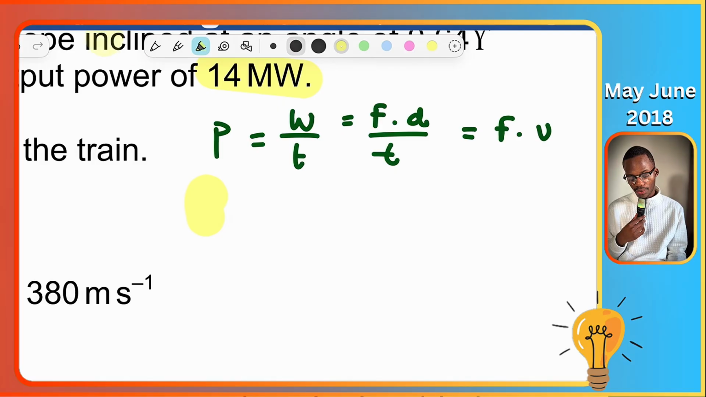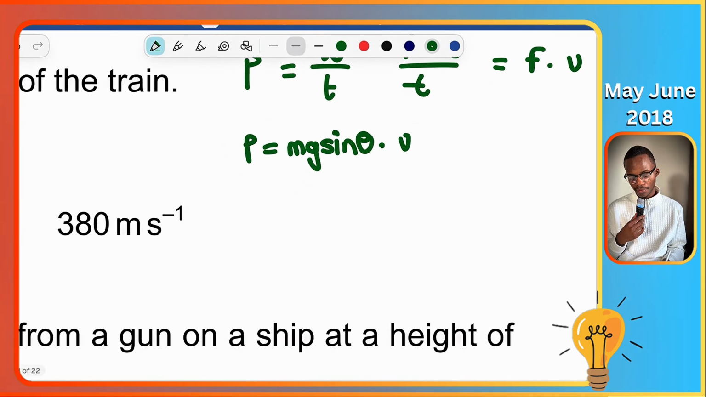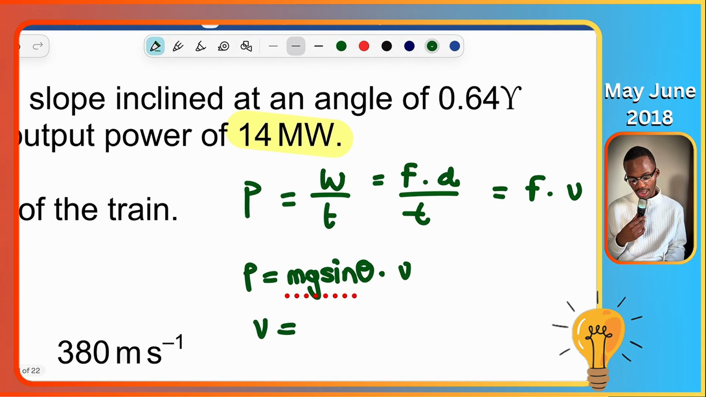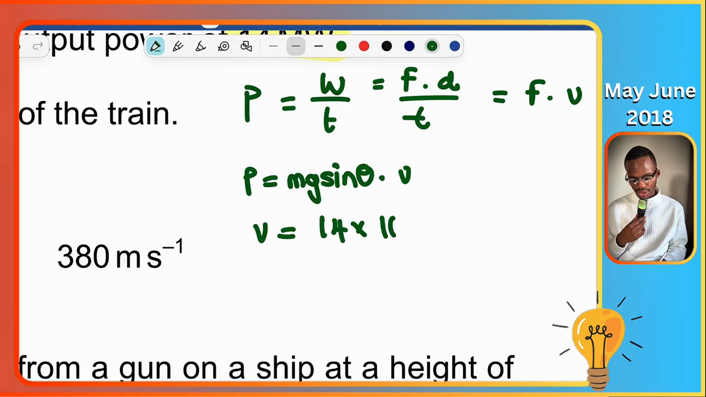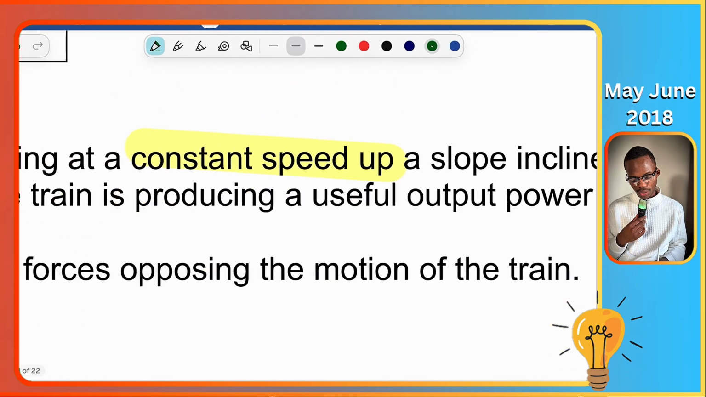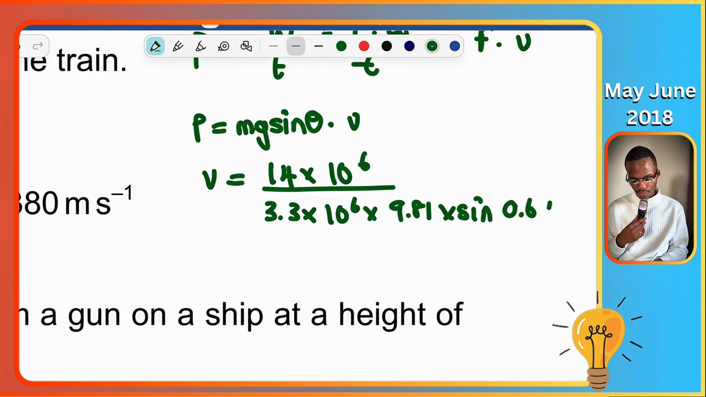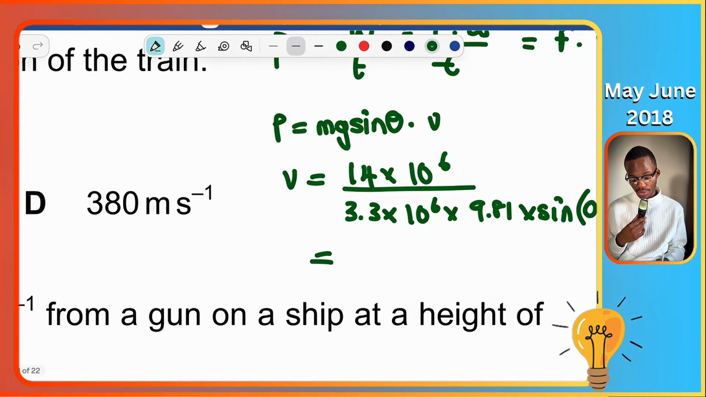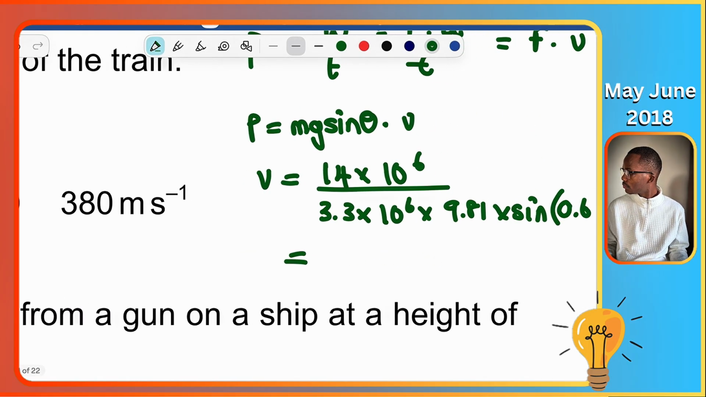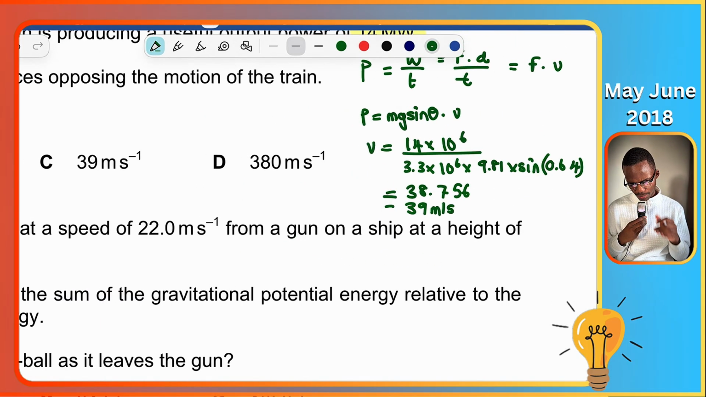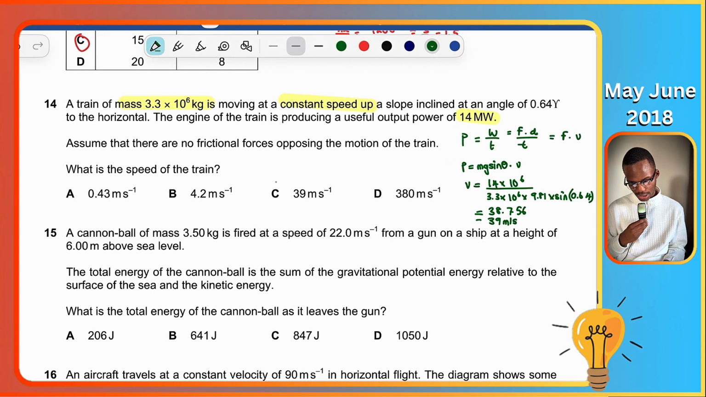So the power you get out, P, is equal to mg sine theta times your velocity V. So V is equal to the power out, 14 times 10 to the power of 6, divided by m, which is 3.3 times 10 to the power of 6, times g, which is 9.81, times sine 0.64. You punch all of this into your calculator and you get 38.756, which is effectively 39 meters per second.